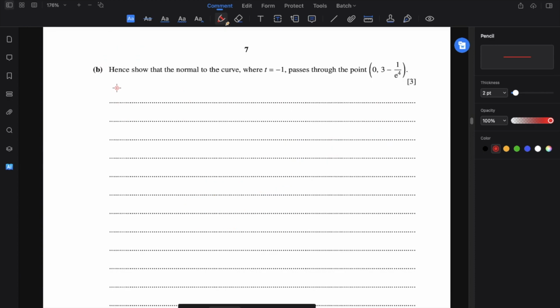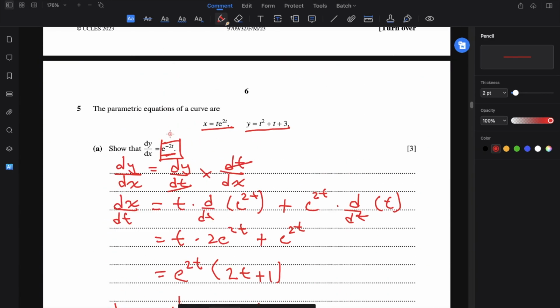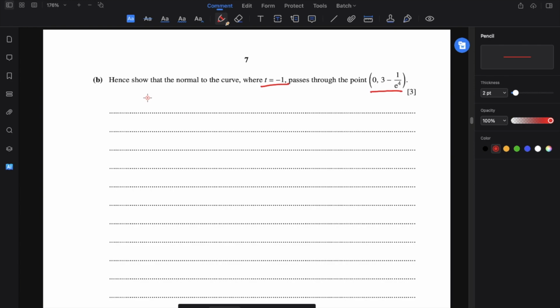Okay, question 5 part B. Hence show that the normal to the curve where t is equal to minus 1 passes through the point 0 and 3 minus 1 upon e to the power 4. So from our previous question, we get to know that dy by dx, which is the gradient, is equal to e to the power minus 2t.